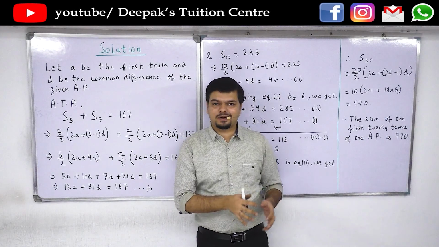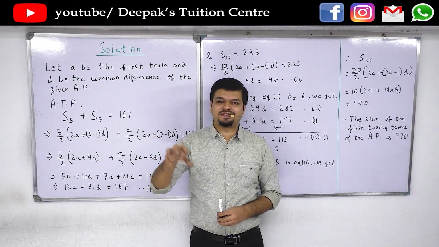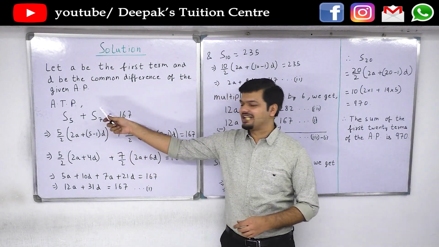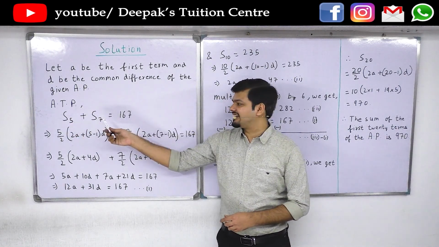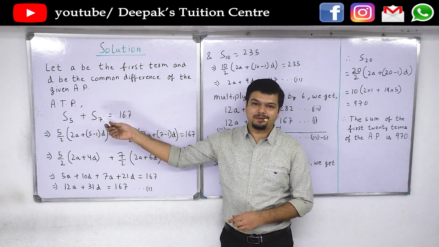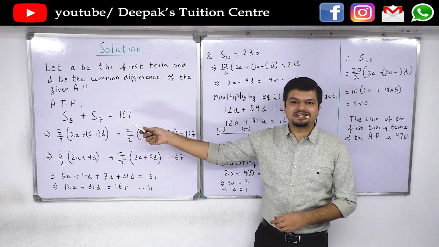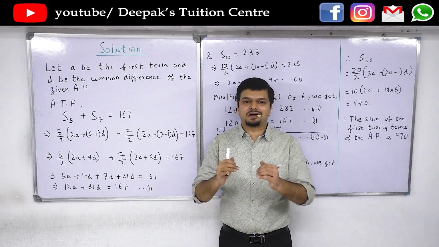Now we follow what the question says. The question says that if you add the sum of first 5 terms with the sum of 7 terms, you get 167. So the sum of first 5 terms is represented by S5 and the sum of first 7 terms is represented by S7. So therefore S5 plus S7 becomes 167. This gives us an equation. Now all we need to do is solve this equation.